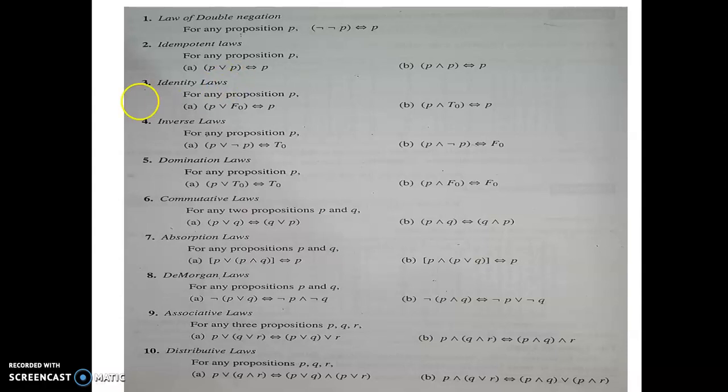Identity: what is identity? Identity means whatever proposition you are taking, the resultant will be the same. It holds for p or f naught. What is this f naught? F naught is nothing but a contradiction, that is, all the possibilities are zero. P or a contradiction will always be p itself. P and a tautology will always be p. So this is the identity law.